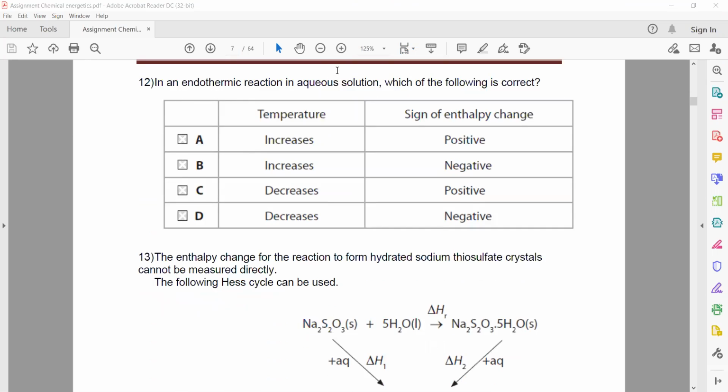In an endothermic reaction in aqueous solution, which of the following is correct? Endothermic reaction, what happened to temperature? They mean temperature of the surrounding, and what is the sign for the enthalpy change? Question 12.